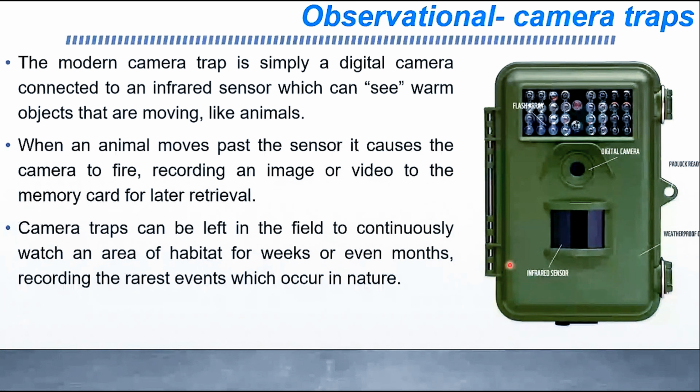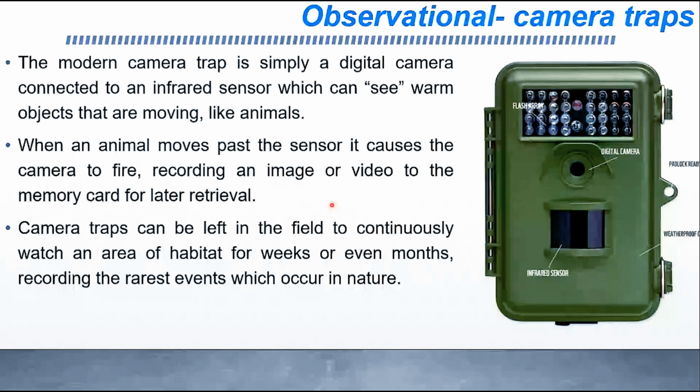Okay, so you can come back after 1 month. It can even record videos for a short period of time. It can even record images and videos during the night time. That's why we have a flash which the animals cannot see, and it can help you to record even the rarest events which occur in nature, which normally you will not be able to see if you go into the forest. And as I told you, you can keep it for weeks or you can even keep it for a month, and it will continuously keep on taking images of the animals that cross the path within the range of this infrared sensor.